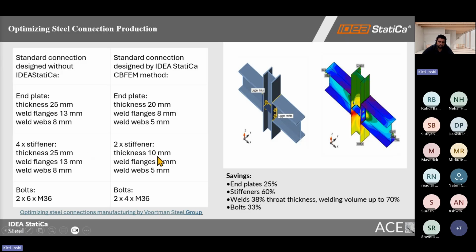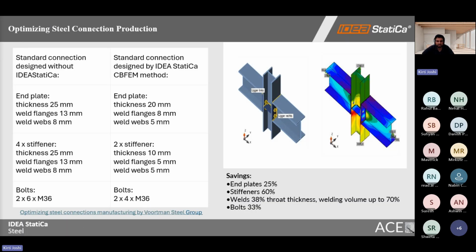Because of these changes, they achieved significant savings: around 25% in the plate, 60% in the stiffeners, and a 70% reduction in the welding volume. The welding volume determines the welding cost. There was also about a 33% reduction in the bolts.